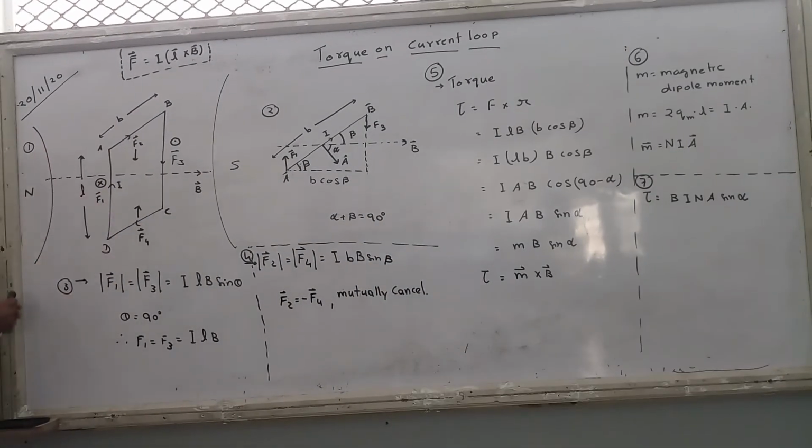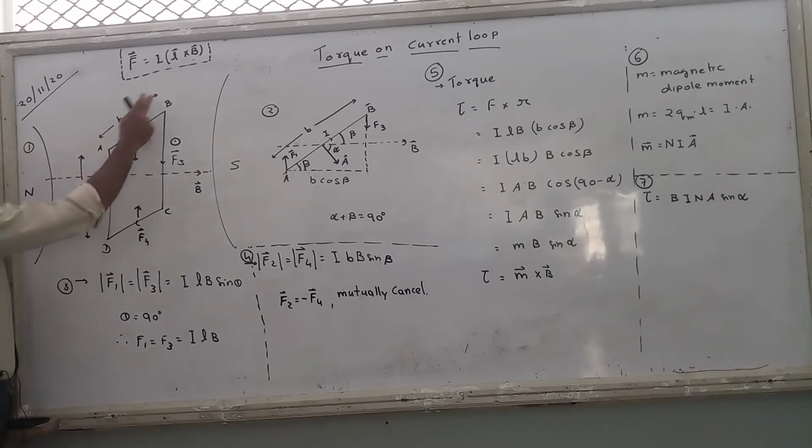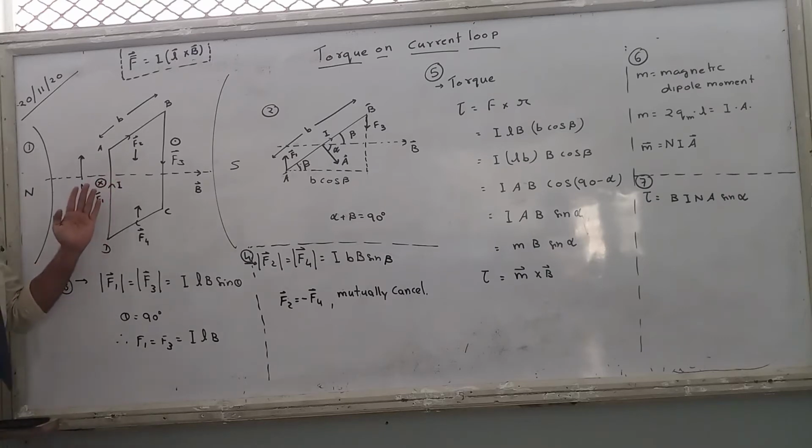So here the system is, let me explain. This is rectangular loop A, B, C, D. The current is flowing from D to A to B to C and then back to D. This is the direction of current. Okay, what is length of this loop? It is L. And what is the width of this loop? It is equal to B. Clear? This is the view when you see it from the front.